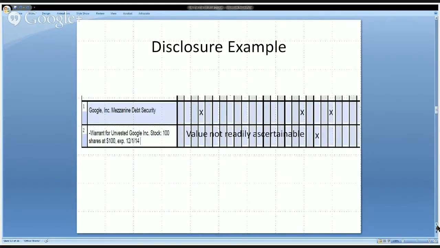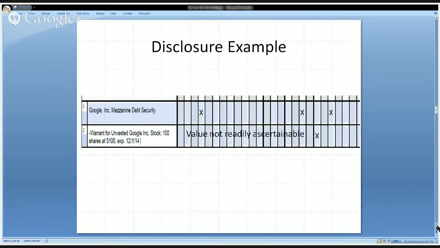So on the next slide, we have an example of how these things are supposed to be disclosed. So you can see here that we have a Google Inc. mezzanine debt security, which is written down. We have the category of value. We have an income at the far right and the income type. And I'm sorry, that should say interest. It got cut off on the slide.